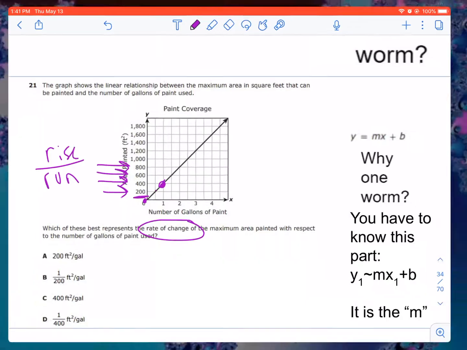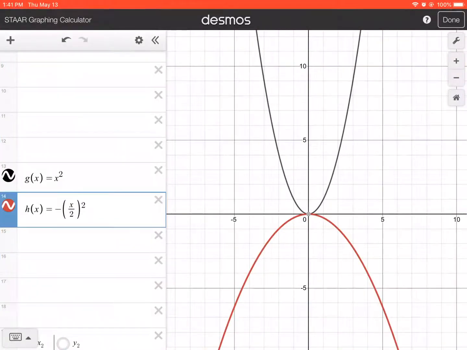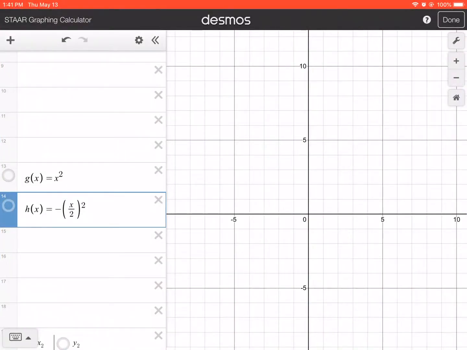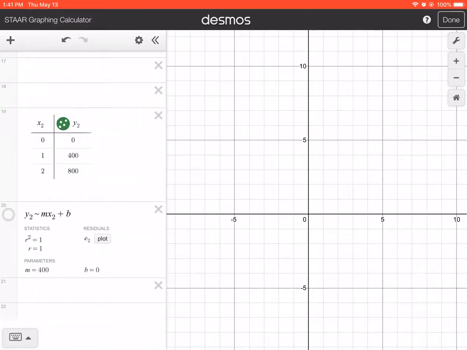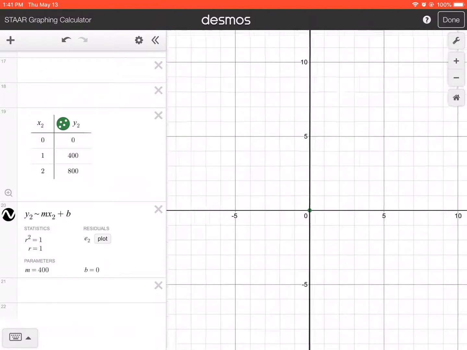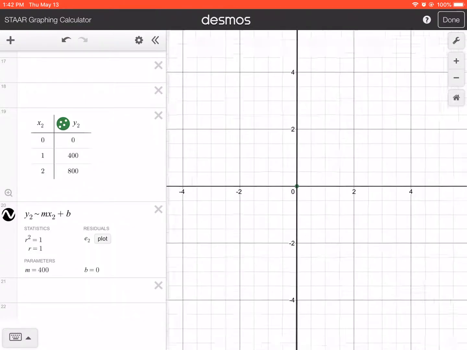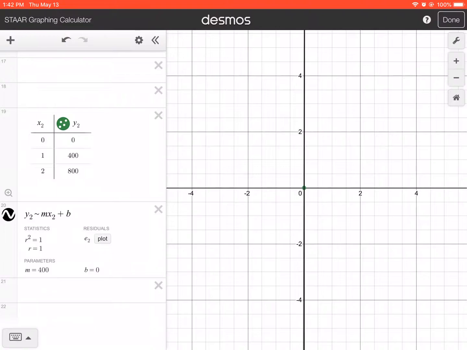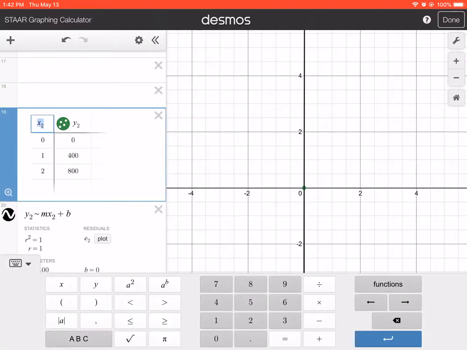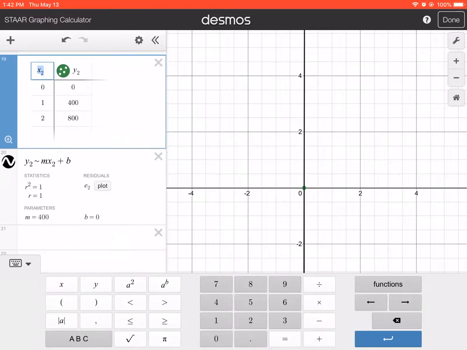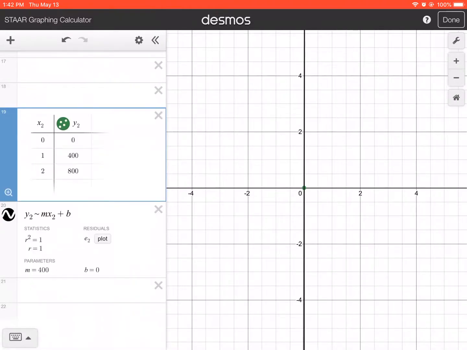You could also type this in, find a couple points, and you can type them in online like this. And then you can ask it to do Y1 worm for you. Now if you'll notice, my table here does not say Y1 worm, it says Y2 because my table has 2's in it. And so that's going to tell you right here your slope is your M value, which is 400 for this question.